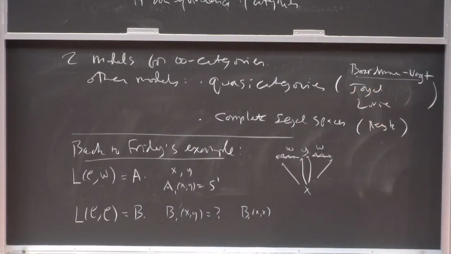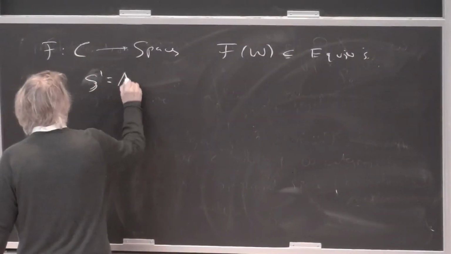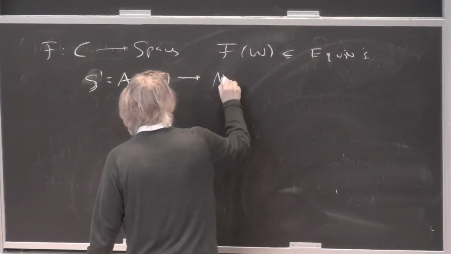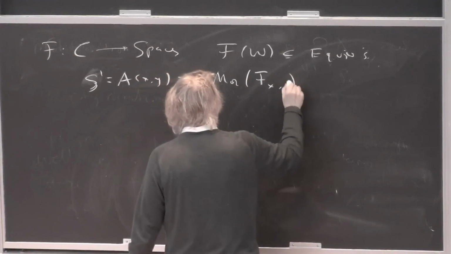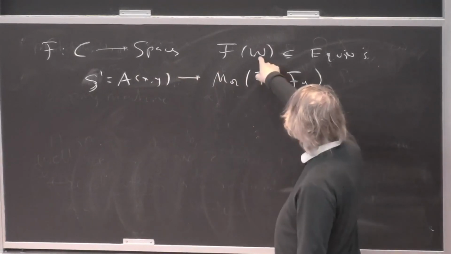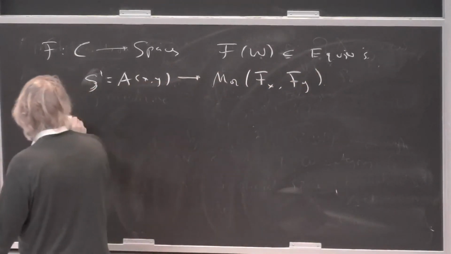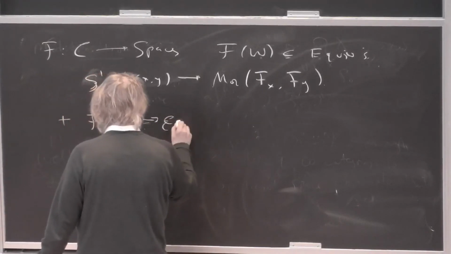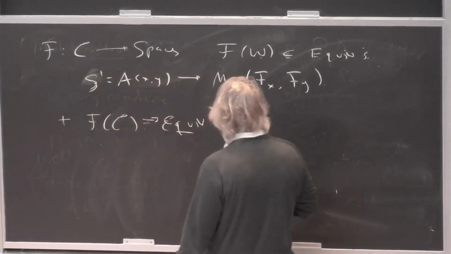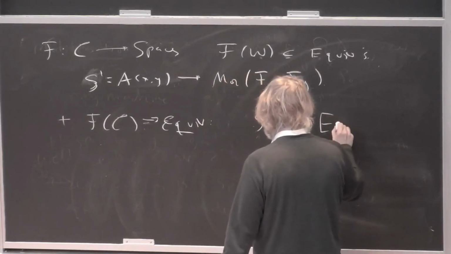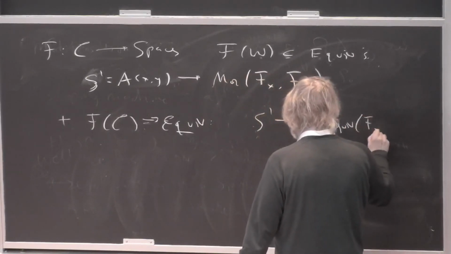So we're going to have basically S1, which is A of X, Y, mapping to morphisms from Fx to Fy. That's the condition of W going to equivalences. But if we, in addition, ask that F of all of C goes to equivalences, then we're saying that we have a map from S1 into equivalences between Fx and Fy.